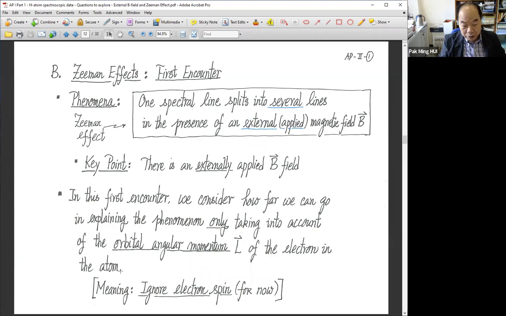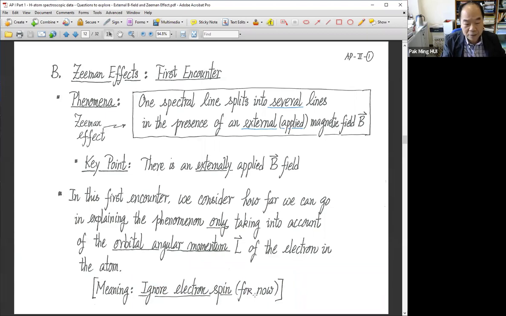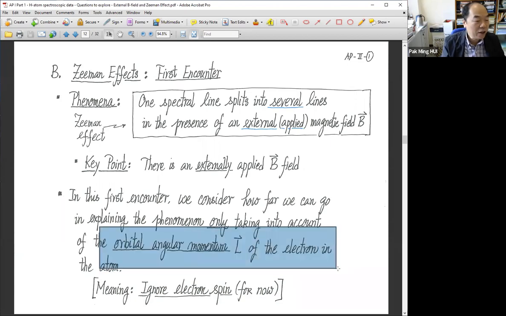In this discussion, I remind you one more time, we pretend that spin can be ignored. We don't worry about the spin of the single electron in the hydrogen, or of the multiple electrons in all the other atoms. That is to say, the remaining effect is the orbital angular momentum of the electron in the hydrogen atom. Okay?